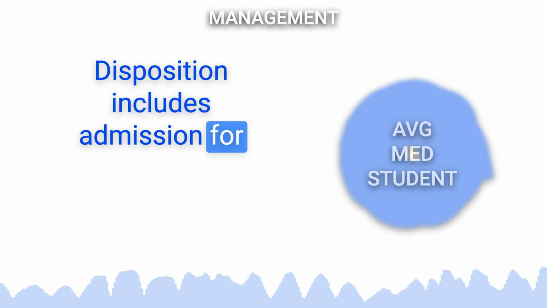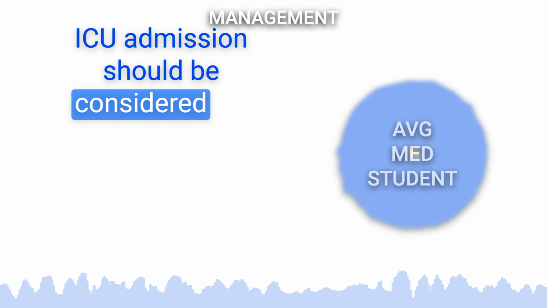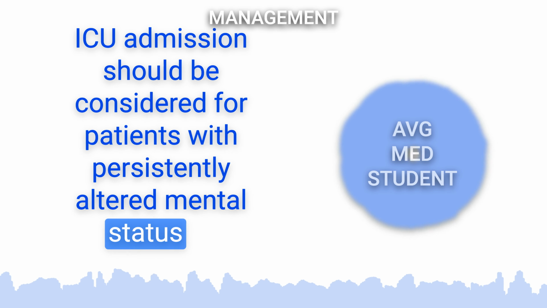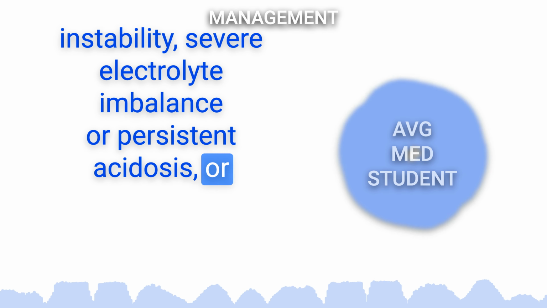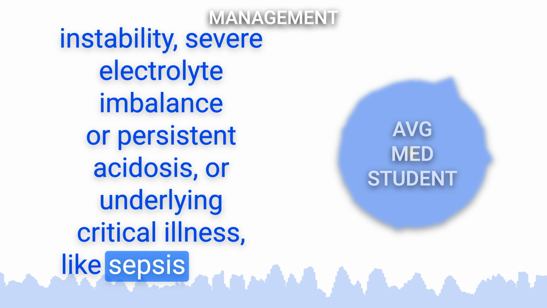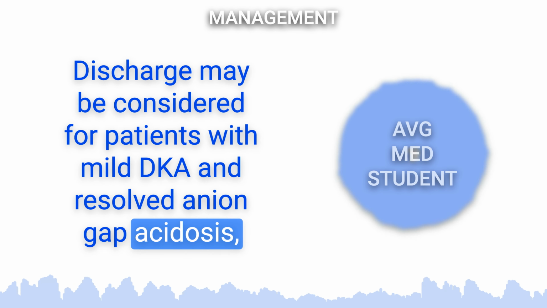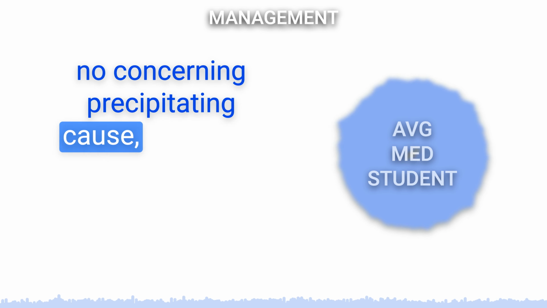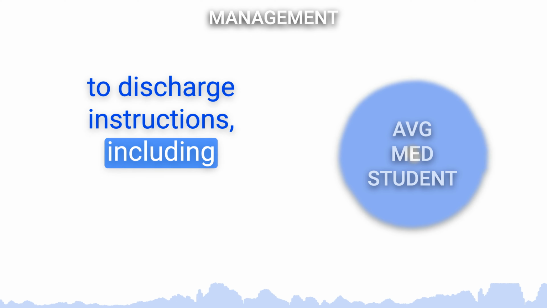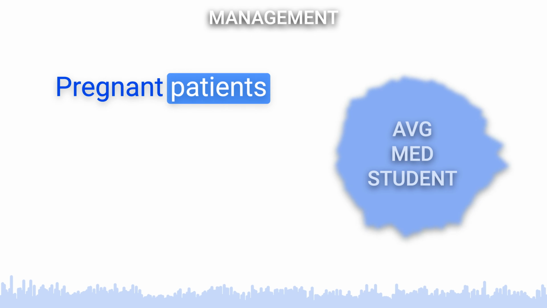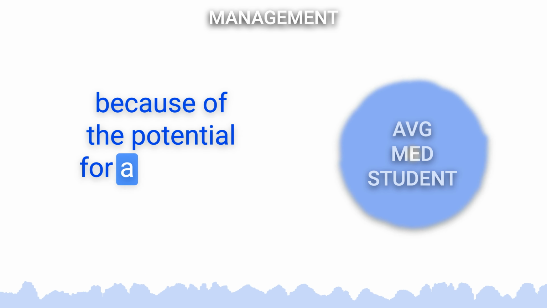Disposition includes admission for all patients with HHS and most patients with DKA. ICU admission should be considered for patients with persistently altered mental status or hemodynamic instability, severe electrolyte imbalance or persistent acidosis, or underlying critical illness like sepsis or MI. Discharge may be considered for patients with mild DKA and resolved anion gap acidosis, no concerning precipitating cause, toleration of oral hydration and nutrition, and ability to adhere to discharge instructions, including outpatient follow-up. Pregnant patients with DKA should be assessed by an endocrinologist and obstetrician because of the potential for a high-risk pregnancy.